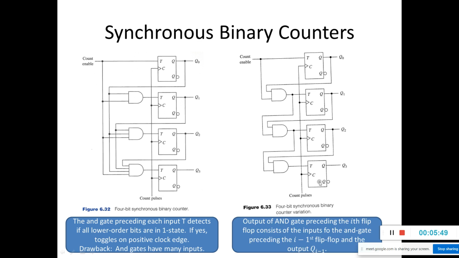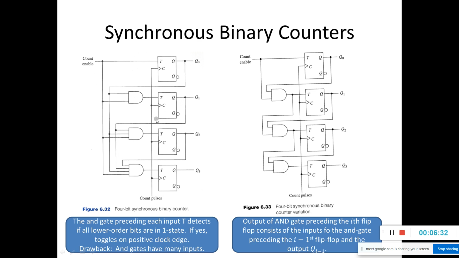So the output of the AND gate preceding the ith flip-flop consists of the inputs of the AND gate preceding the (i-1)th flip-flop and the output Qi-1. What is it trying to tell here, student? The last gate you observe, how many inputs are there for this? 4 inputs are there, right? So in order to stabilize the output of this AND gate, we should know the data present on the 4 lines. Whereas here, every AND gate is having 2 inputs.